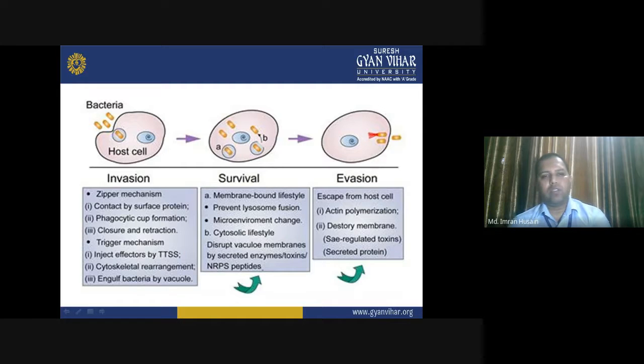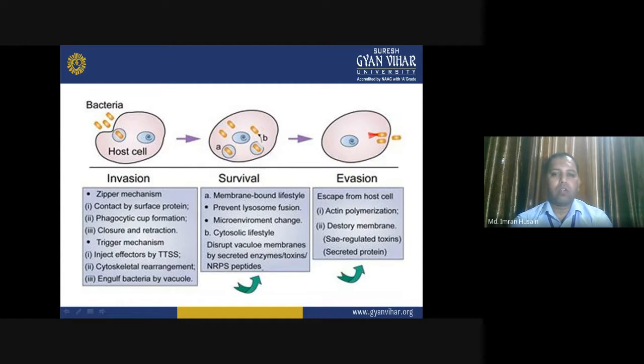First is invasion. Zipper mechanism: contact by the surface protein, phagocytic cup formation, closure and retraction. Trigger mechanism: injects its effectors by TSS, cytoskeleton rearrangement, and engulfment of bacteria by a vacuole.